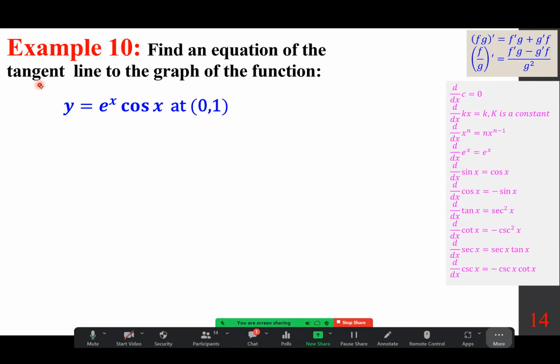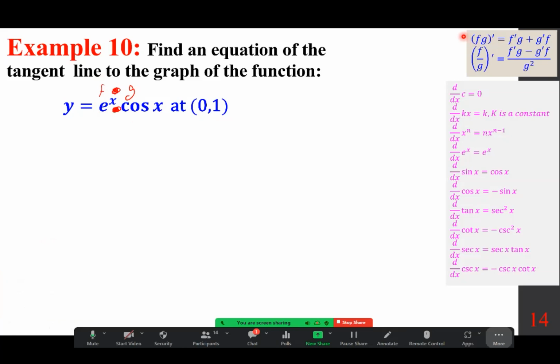In order to find the slope, first and foremost, we are going to differentiate, and then we plug in the x coordinate, and it becomes the slope of the tangent line. With that being said, let me put a raised dot here, and I'm going to call this the f function, and this is the g function. In other words, f of x is e to the power of x, g of x is cosine x. So we are going to go with the product rule.